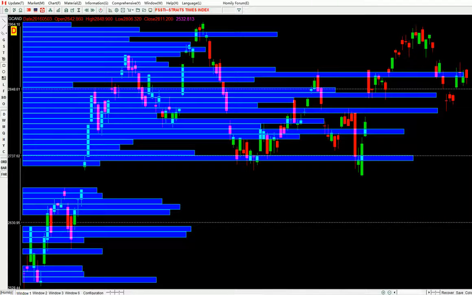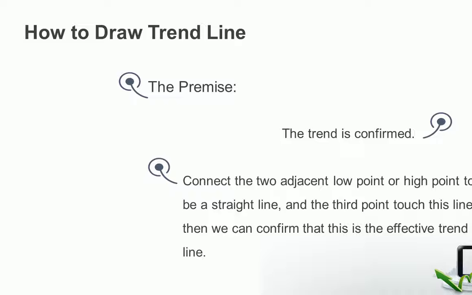We can use trips distribution to judge. This is good, where is the support and resistance. Okay, so we learned how to draw the trend line. It's effective and simple, because you should know the premise. The trend is confirmed, but if the share is moving sideways, you cannot draw the trend line, okay?